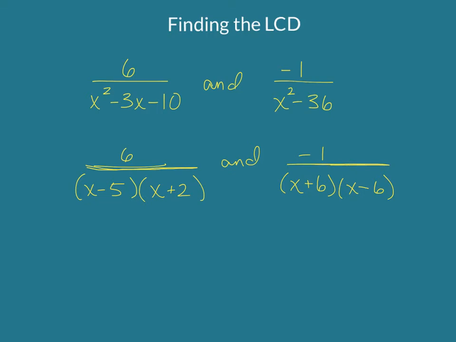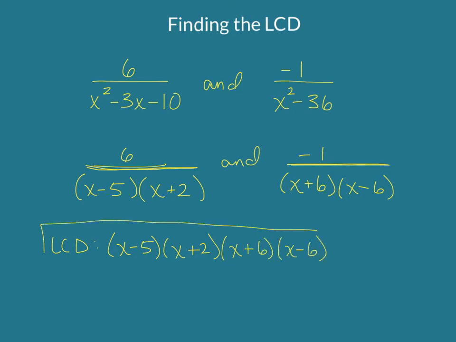Now we can see that we actually have four different, or distinct, factors in our two denominators: 1, 2, 3, 4 distinct factors. And so our LCD has to contain each factor once. So our least common denominator is pretty long here. It's going to be all four factors: x minus 5, x plus 2, x plus 6, and x minus 6. If any of those were a repeat in either of the two denominators, then we'd only have to write it one time. But this is an interesting example.